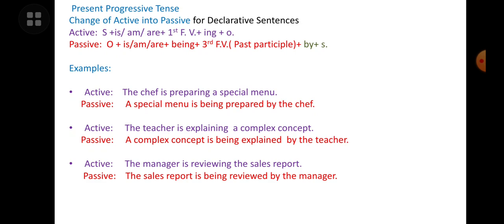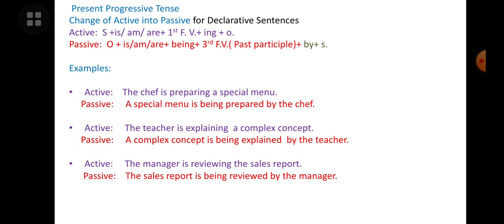Today our topic is change of active into passive for declarative sentences when the tense is present progressive or present continuous. In active voice, the sentence structure is subject plus auxiliary verbs is, am, or are, plus first form of verb plus ing, that is called present participle, plus object and then complement.